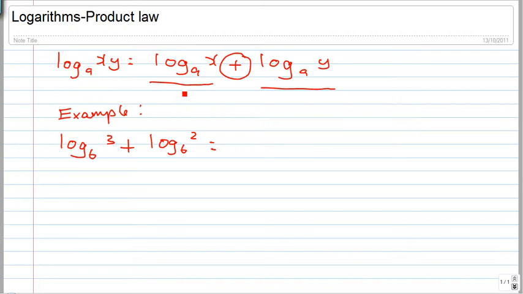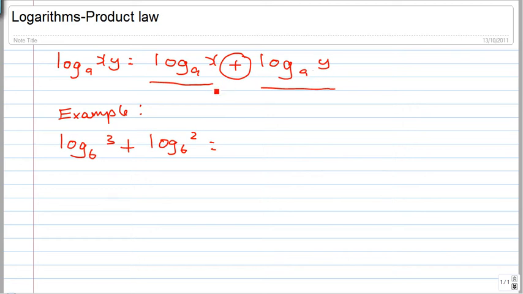Now what we have here is that they have common bases. You realize that there are common bases here as well. And then you have 3 and 2, which are your x and y.